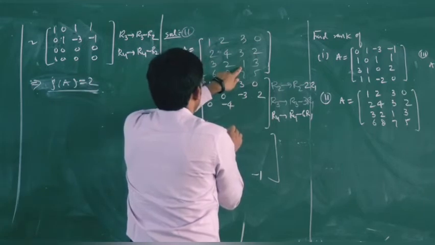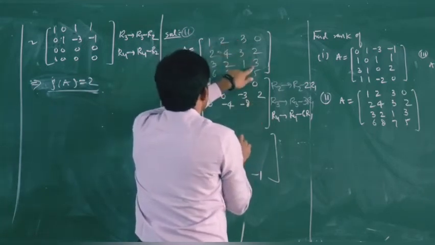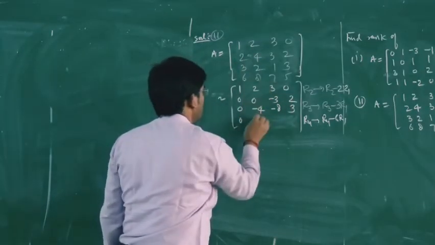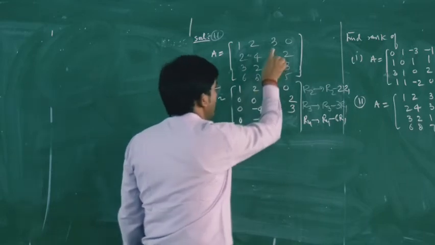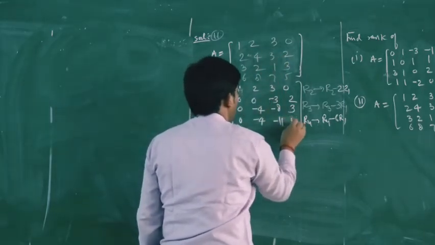Now this 1 minus 9 will be minus 8. 3 minus 0 will be 3, and the first entry will be 0. 8 minus 12 will be minus 4. 7 minus 18 will be minus 11. Then we will have 5.